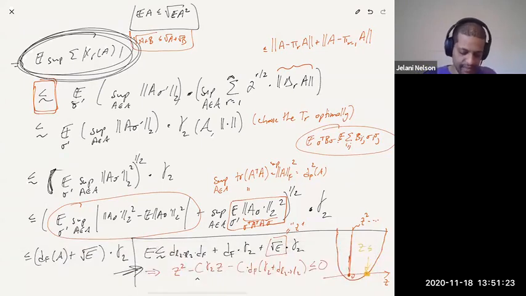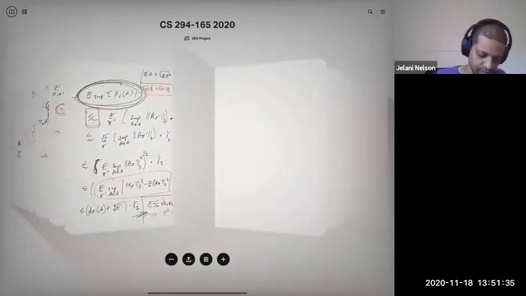Okay. So that's it. And now I want to show you another application of this business of suprema of Gaussian processes or stochastic processes. Okay. So another application, okay, let me just write other.